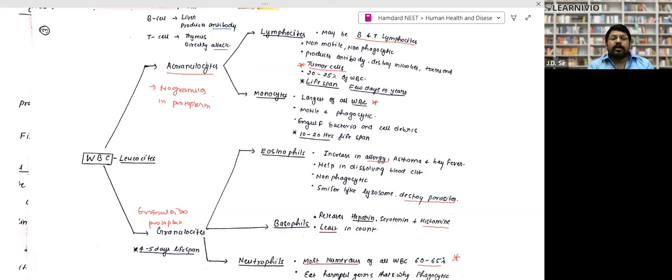Yes. In blood cancer, what happens? These monocytes forget whether this is their own body cell or an external pathogen. They start eating their own body cells. That is blood cancer, right? Monocytes develop uncontrolled and they start eating their own body cells.